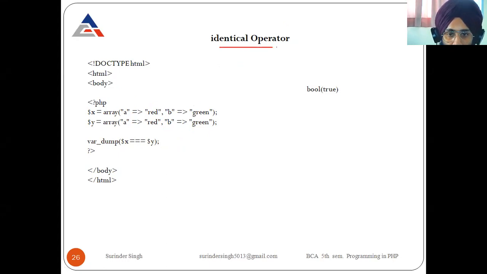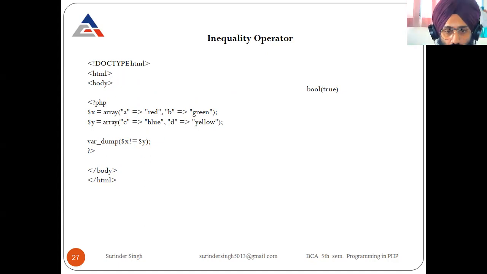Next is the identical operator. Here we are checking if x and y are identical to each other. These have the same keys, same values in the same order, so it returns true. Next is inequality. Inequality will return true if both the arrays are not the same. If both arrays are different, then it returns true. If both arrays have different keys, different values, clear, then it will return true.